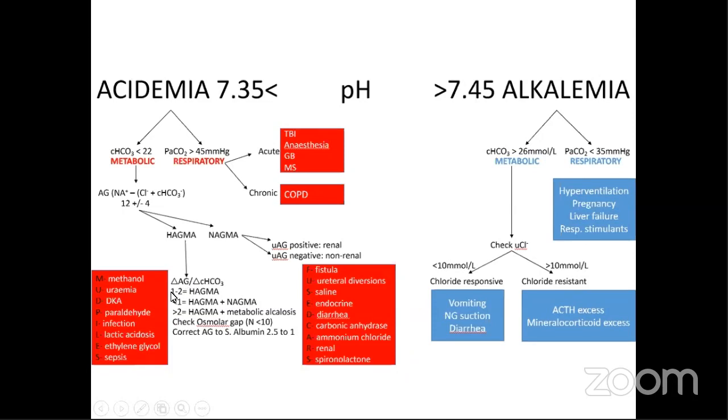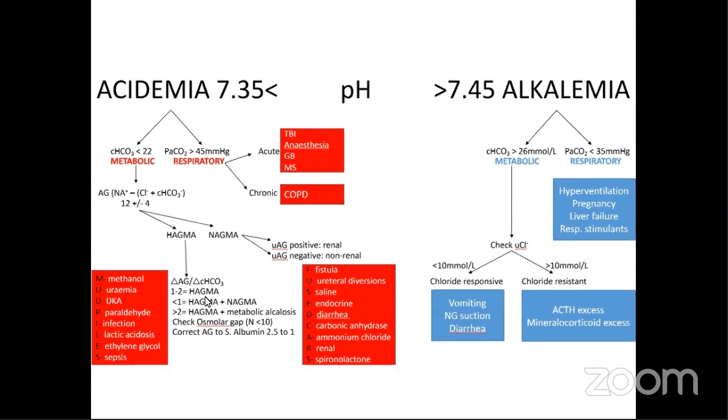So what you have to do, you have to make the ratio between the gap of the anion gap with the gap of the bicarbonate. If this ratio is between 1 and 2, patient has only high anion gap metabolic acidemia. If this ratio is less than 1, patient has concurrent normal anion gap metabolic acidemia. If this ratio is more than 2, patient has a combination of high anion gap metabolic acidemia and metabolic alkalosis.